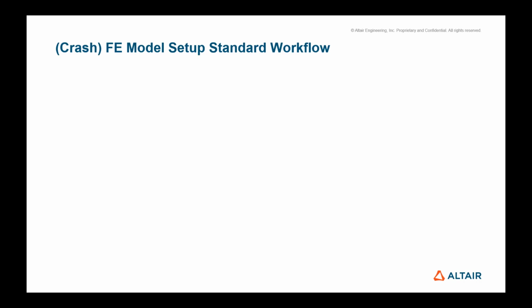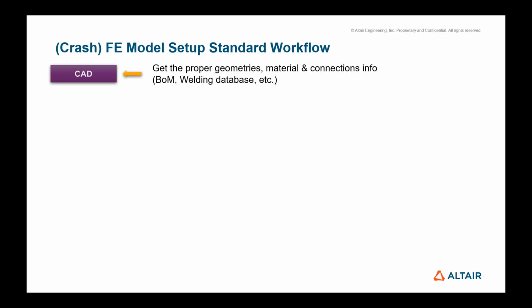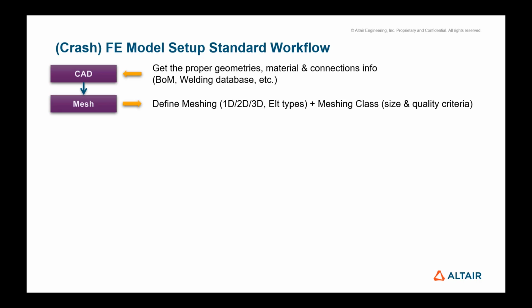Let's focus now on the model setup. We got the geometries, the bill of materials, and the connection locations. We defined the meshing class and got the components of our model mesh. We now have to define properties of the elements, their formulation and their thickness for shell elements, or their sections for truss and beam elements. For material laws, they may already exist in a database we can access. If not, we have to define them.